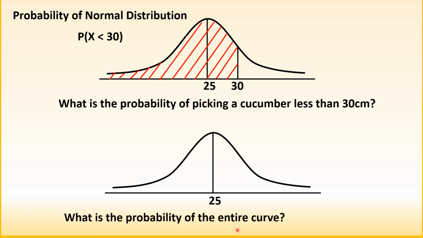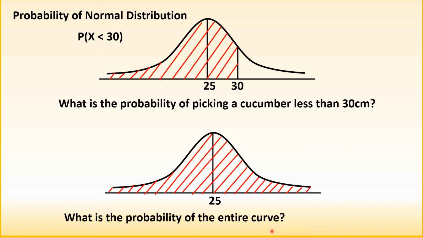So, para sa last na problem natin, gamitin ulit natin ang ating mean, which is 25. So, sa case naman na to, ang tanong ay probability of the entire curve. So, kapag entire curve yan, ibig sabihin yung area niya. And the area of that is equal to 1. And then, ito yung according sa ating property, that the total area of the normal curve or normal distribution is equal to 1.